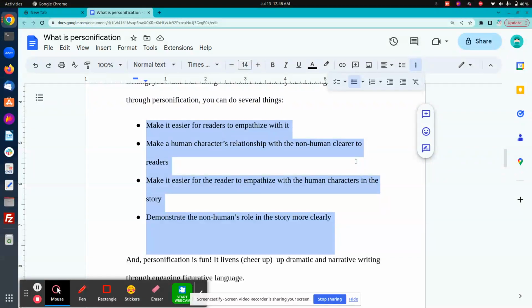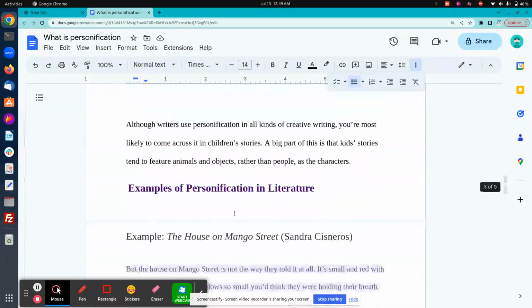Make a human character's relationship with a non-human clearer to readers. Make it easier for the reader to empathize with the human character in the story. Demonstrate the non-human's role in the story more clearly. And personification is fun again.